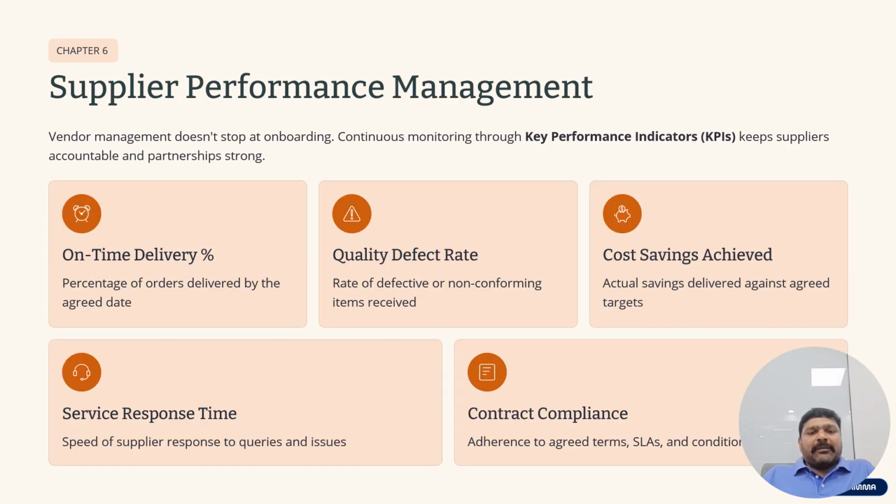Coming to supplier performance management. Supplier performance management in vendor management does not stop after onboarding. Suppliers should be continuously monitored using KPIs such as on-time delivery percentage, quality defect rate, cost savings achieved, service response time, and contract compliance. Regular business reviews help improve supplier performance and strengthen partnerships.